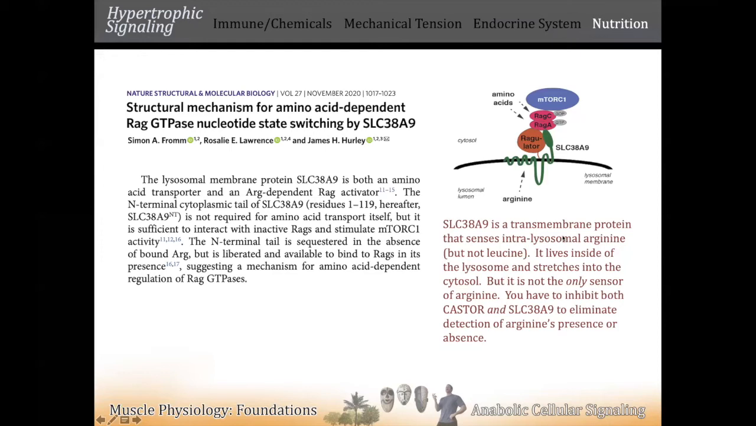Now, if you deprive a cell of arginine, that has a much larger inhibitory effect than if you deprive lysine. But that's where lysine comes in too. But that's not where arginine stops. Arginine also is detected by CASTOR, C for cellular, A for arginine, S for sensor, and then TOR, obviously. So the cellular arginine sensor for TOR.